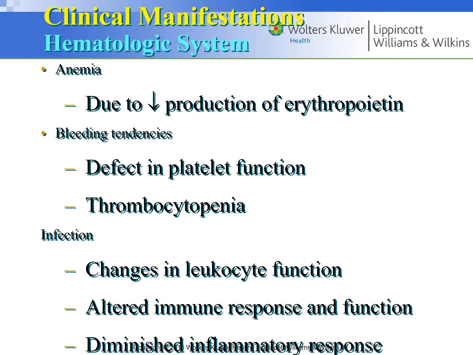Anemia, again, due to that erythropoietin, and bleeding tendencies because of platelet issues, and they can become thrombocytopenia, cyto being cell and penia being decreased. Also infections, because they can have changes in those white blood cells as well, and their whole immune system is totally messed up. So they're definitely predisposed to infections, and they're going to have a diminished inflammatory response. They're at high risk for infection here.